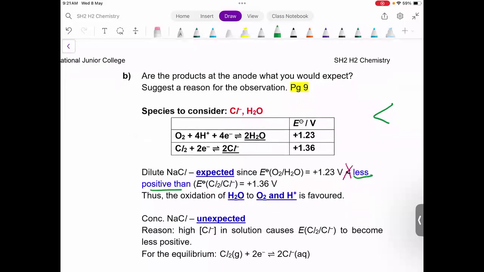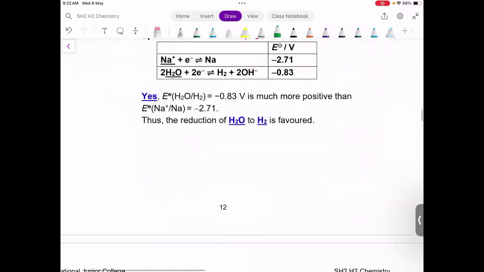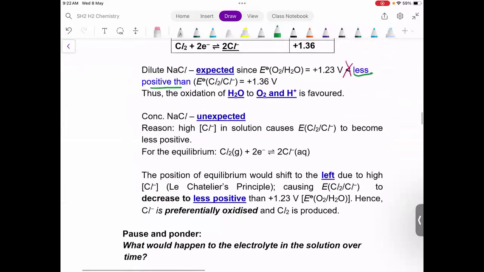So what happens when you use a concentrated sodium chloride? If you look at the table, if you replace the dilute sodium chloride solution with brine, learn this word, brine. Brine means that it's highly concentrated sodium chloride solution. You notice that even though the reaction at the cathode stays the same, the product formed at the anode becomes different now. This is the so-called unexpected. So why is there a swap in the oxidized product? That is because of the concentration factor.